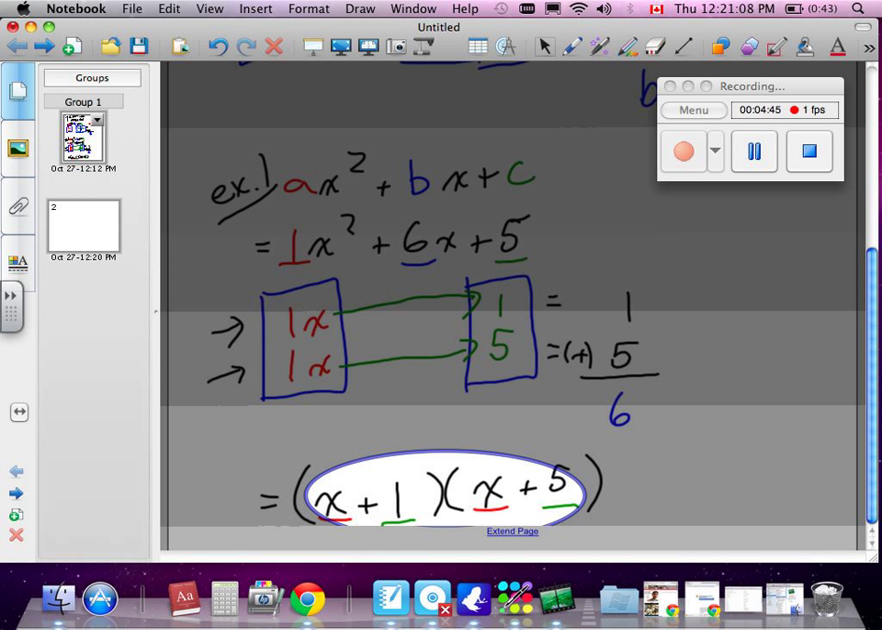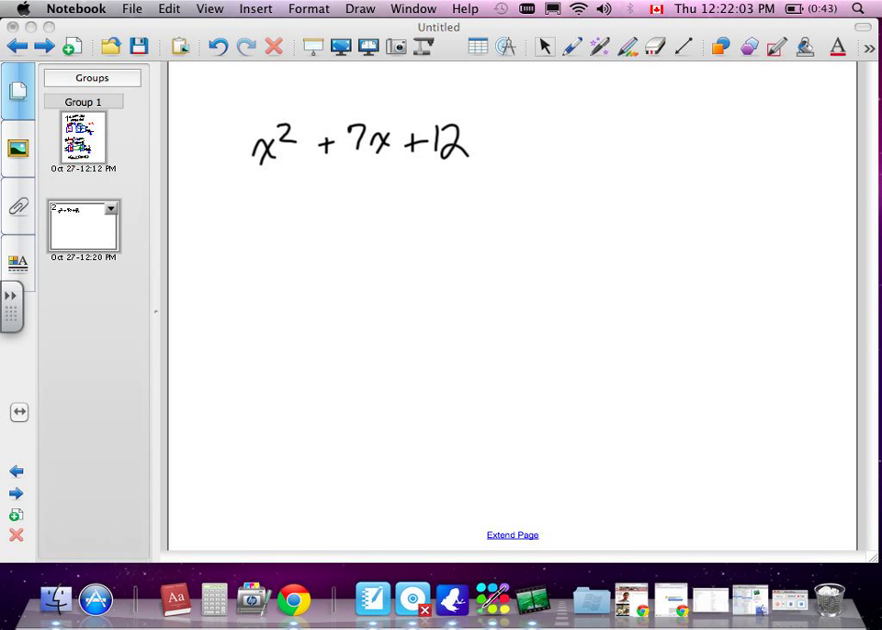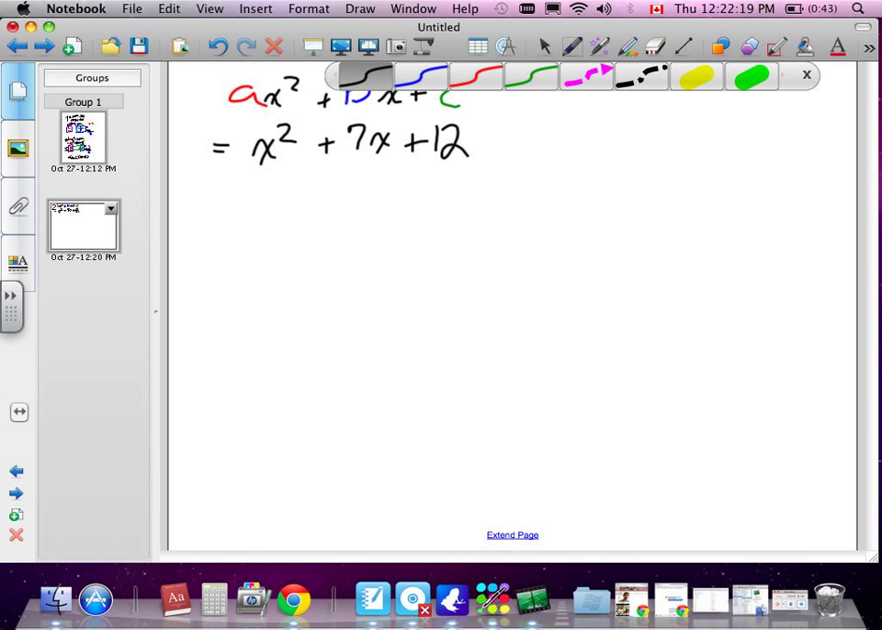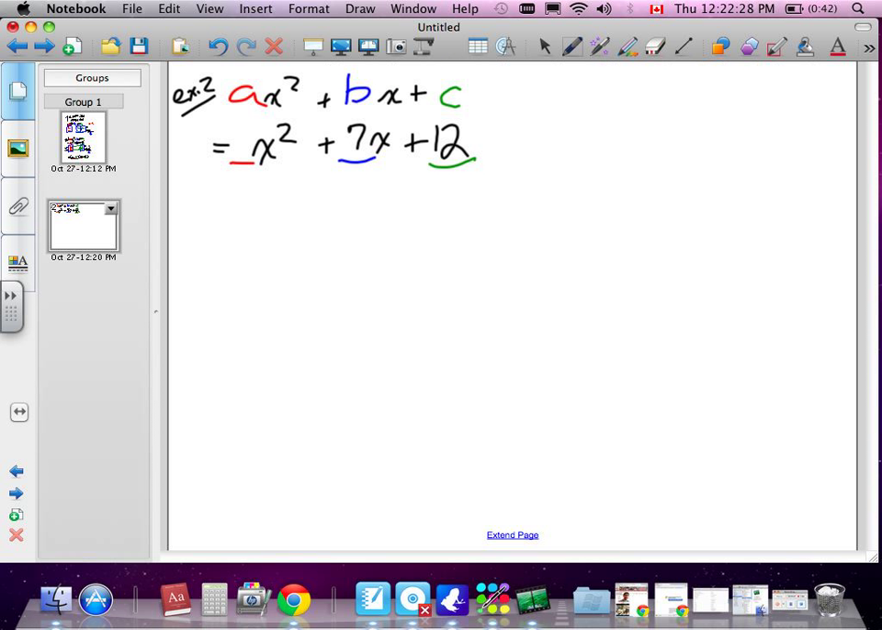Okay, here's another example. So we're going to write our theoretical model quickly on top again. We have our a, b, and c. This will be example 2. Okay? Now in this one we know a is 1, b is 7, c is 12. We're going to find the factors of 1. What are the factors of 1? So we have our 1 and 1. What are our factors of 12? 1 and 12. What else? 3 and 4. Anything else? 2 and 6. A lot of factors there. We're going to set them up in columns.